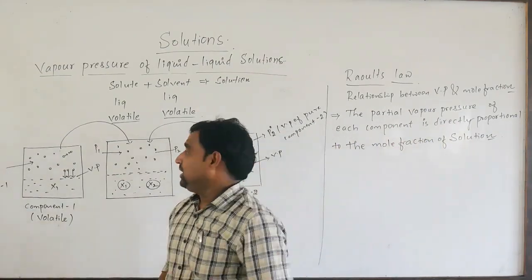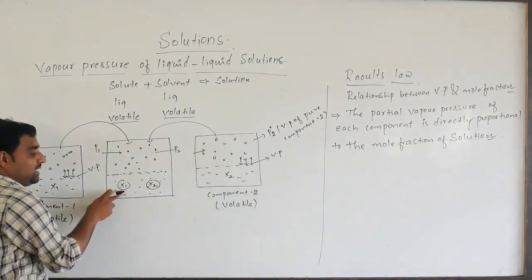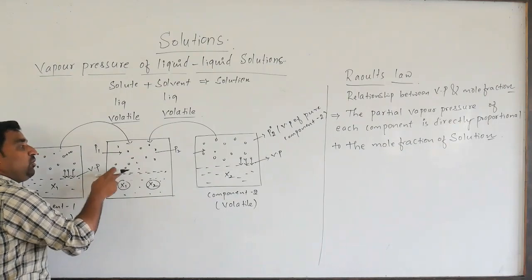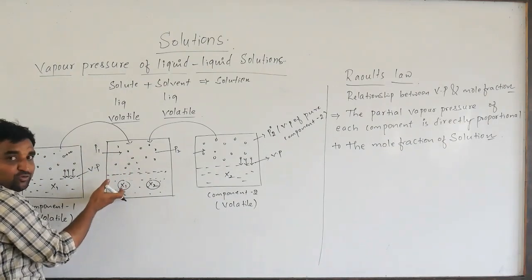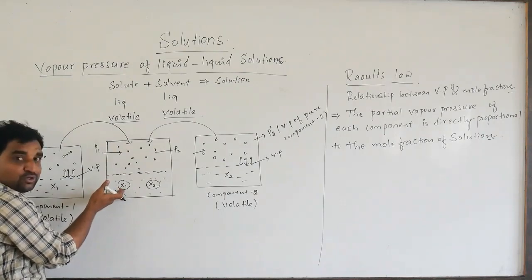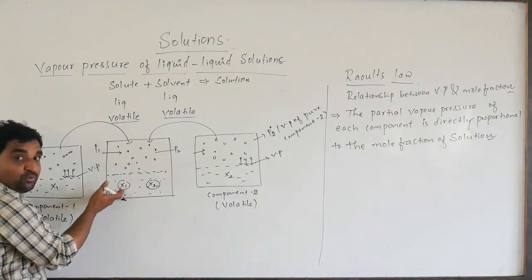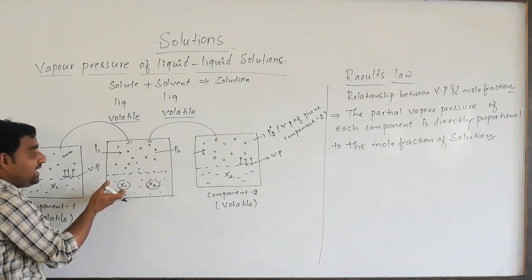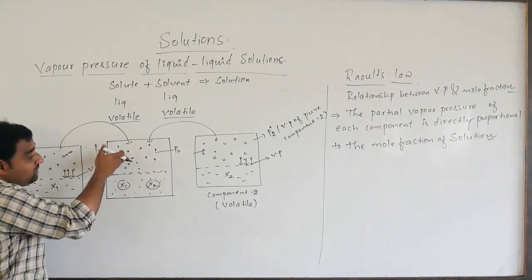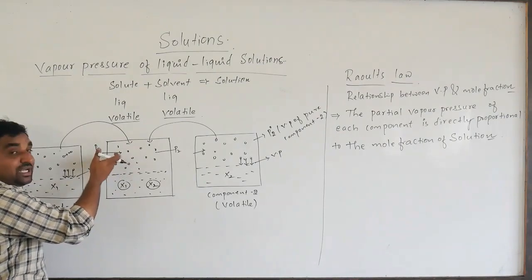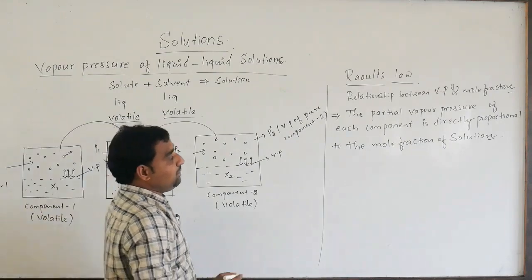It means what? Here, if more moles are there, that many moles will evaporate to form vapor molecules. So it depends on the number of moles. The more moles in the solution, expressed in the form of mole fraction, the more moles will evaporate to form vapor. Those vapor molecules will exert a pressure on the solution, which is termed vapor pressure. We know that.